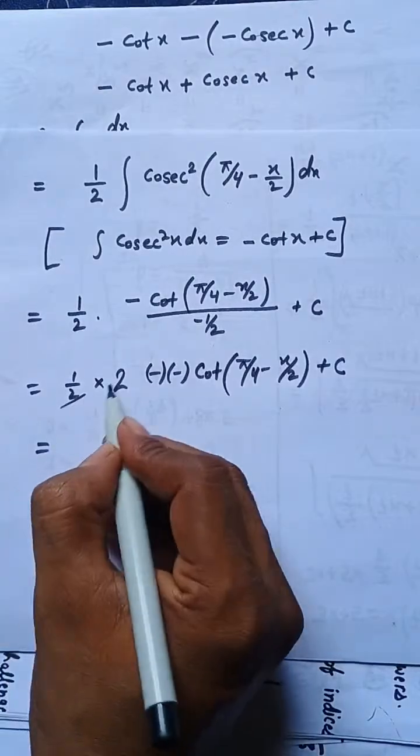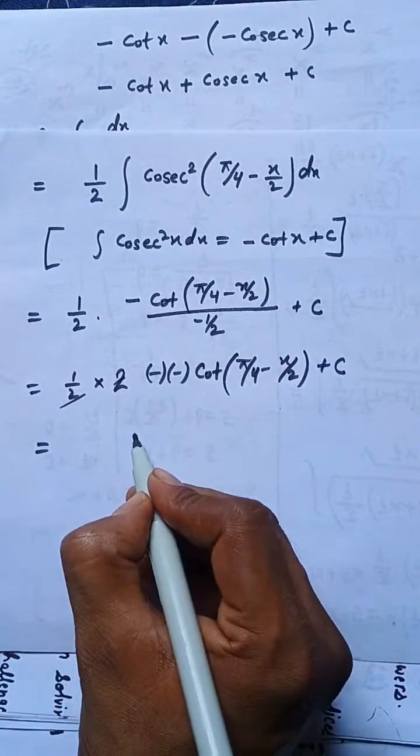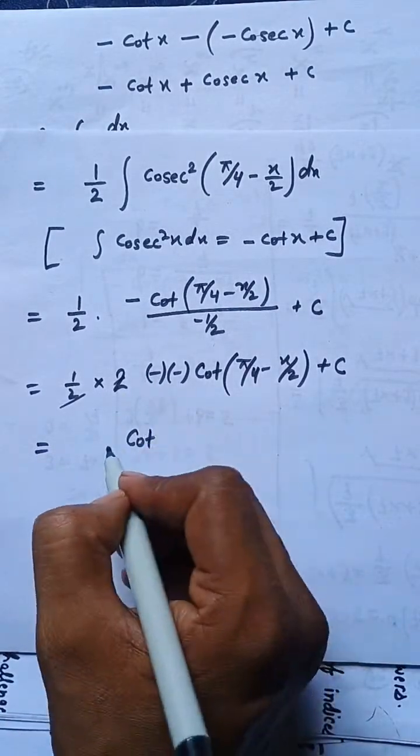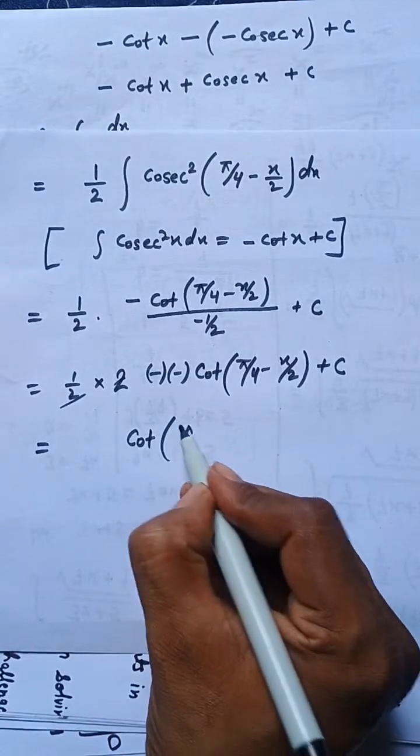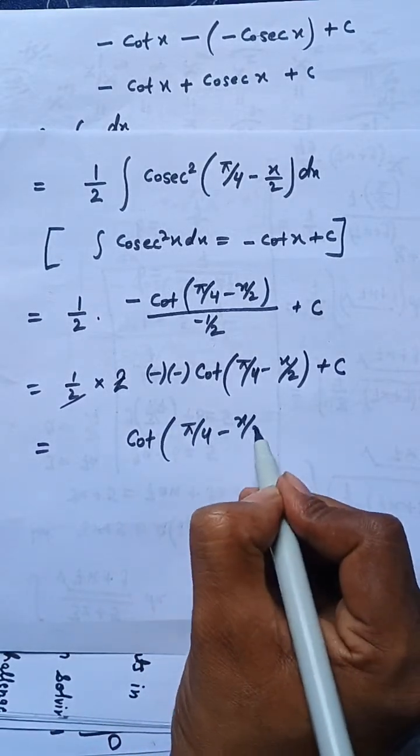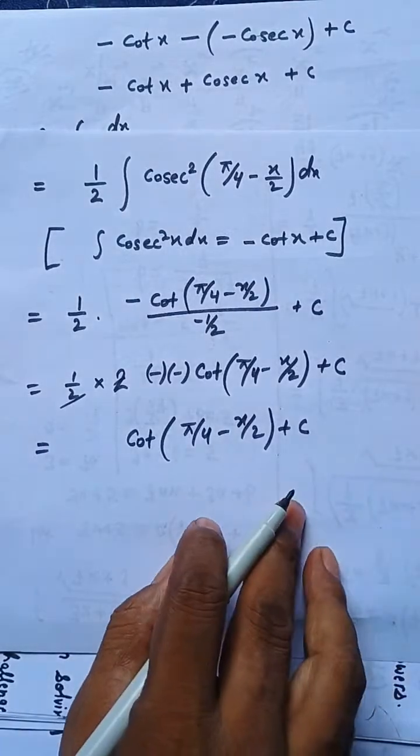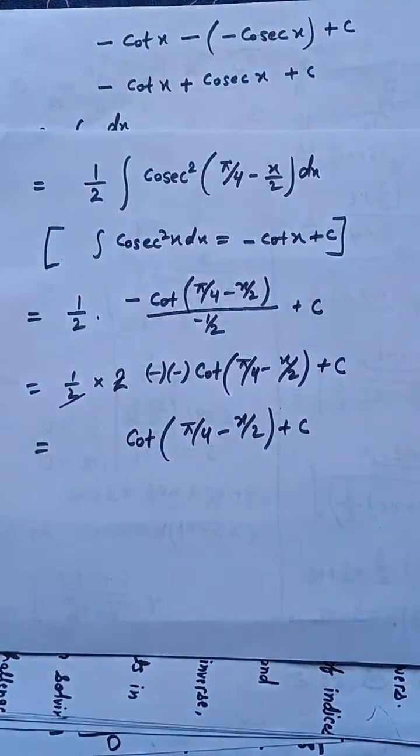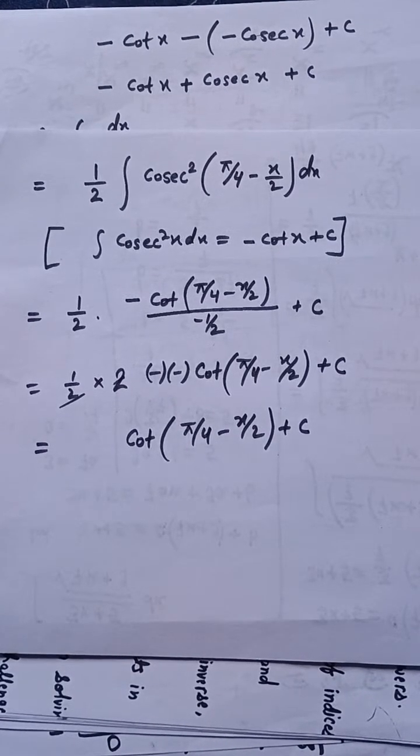So those two cancel, we have negative positive, so we have cot, no need to write positive, so here cot pi upon 4 minus x by 2 plus c, and this is what? Solution of this problem, right? So this is the way to calculate. Whenever you see 1 minus sine x, this sine should be converted into cos, and then we can easily calculate our integration.